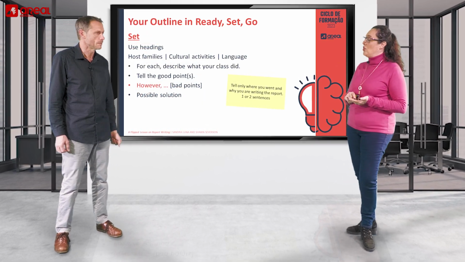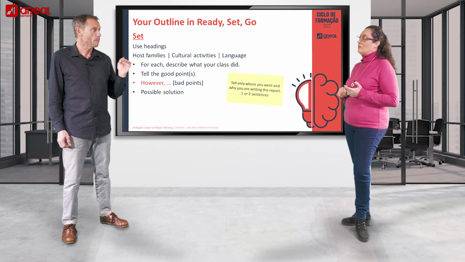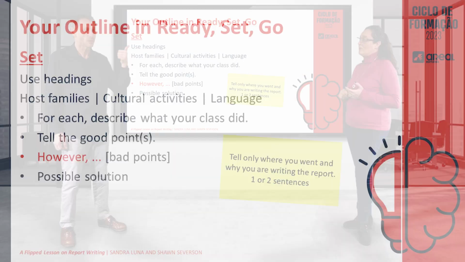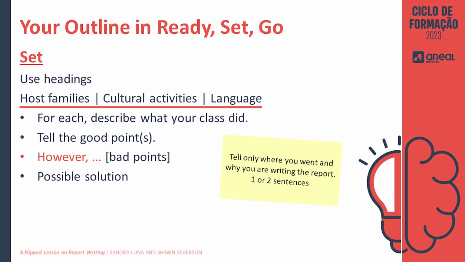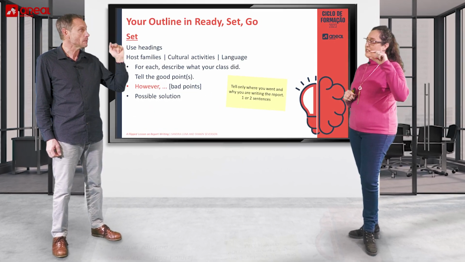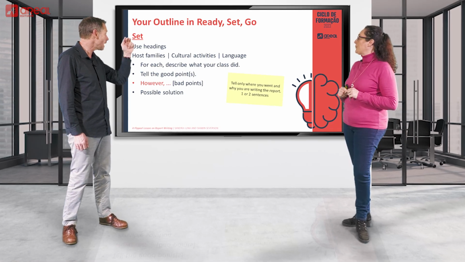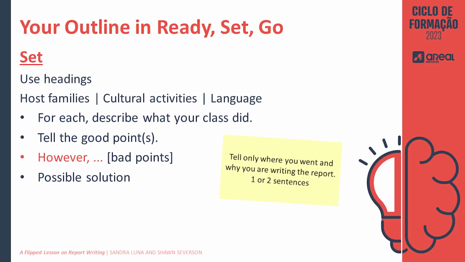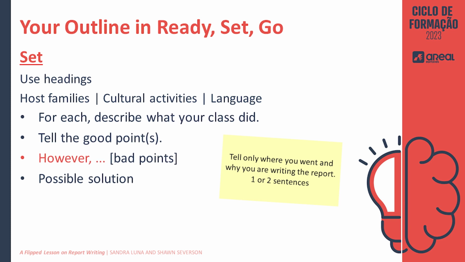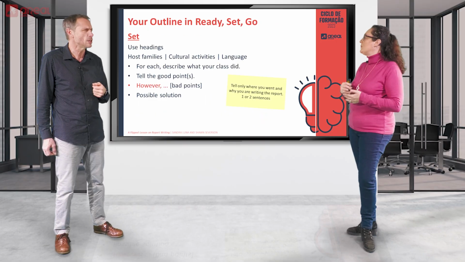Exactly. What about the set, Shawn? So now the set. The set is actually the body of the report. You tell about the 3 important points that you want to talk about. Again, we talk about language, host families, and cultural activities. I don't need to put a transition. I can put the different headings in to divide up my ideas. So I put in the heading, and then I describe each of the points. And for each one, you need to show what was good, what was bad, and maybe show some solutions, if there was something bad.